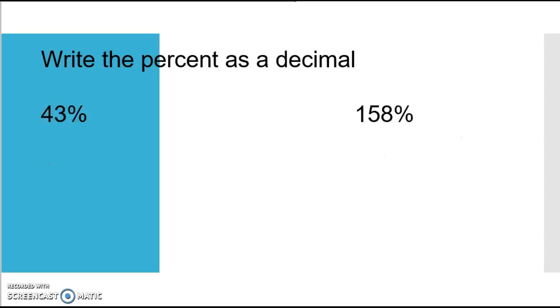Alright, so these ones we're writing the percent as a decimal also. So we are going to move our decimal places 2 over. 1, 2, so we have 0.43. Here we do the same thing, even though it has 3 digits. So now we have 1.58.